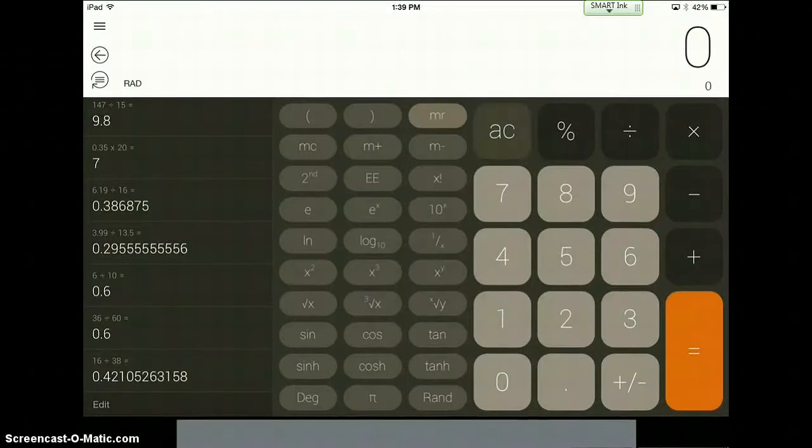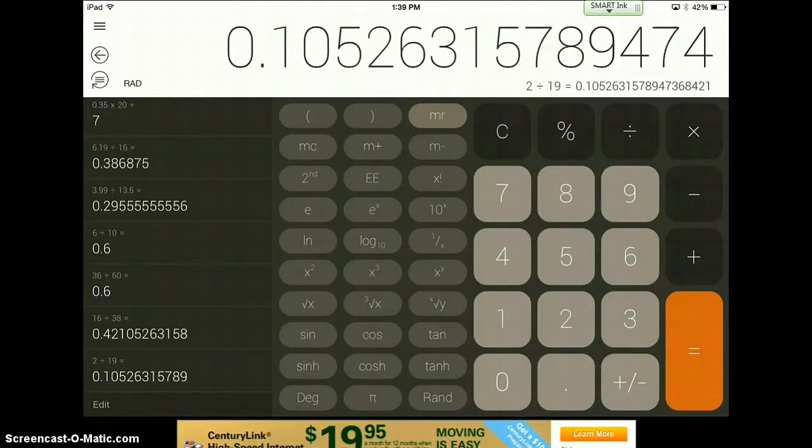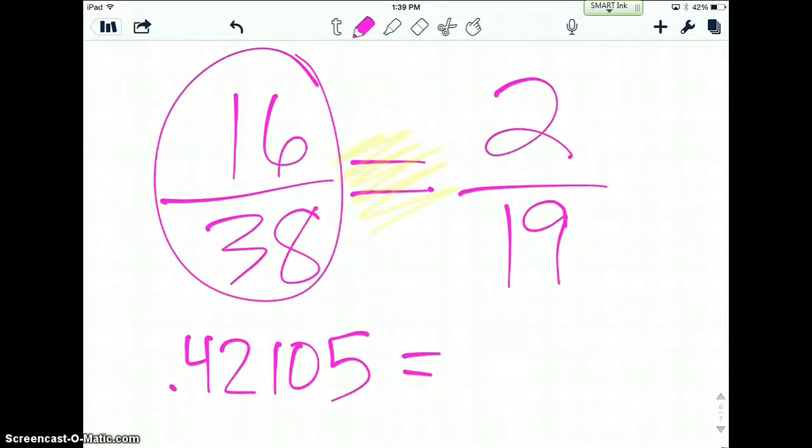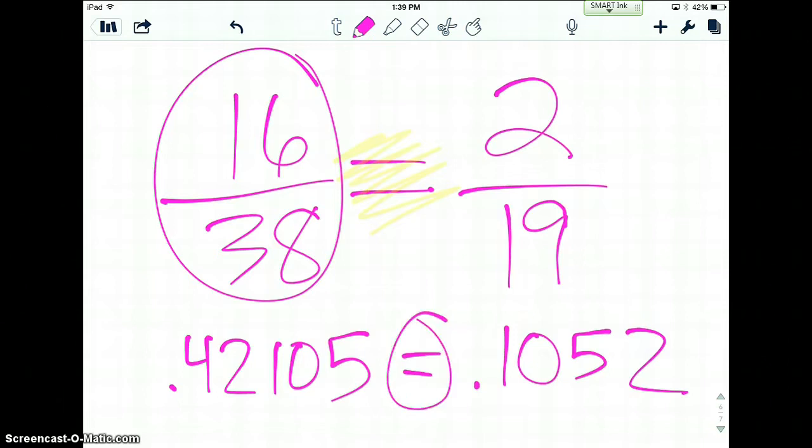Okay, here we go. Moment of truth. 2 divided by 19. Boom. 0.1052. Okay, what the heck happened here, people? These did not equal each other. I'm kind of glad this happened. So what the heck happened?